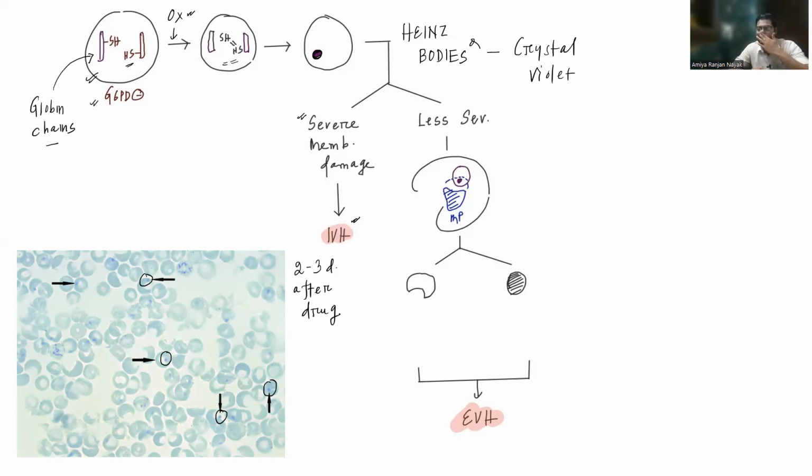Now, what happens whenever the membrane damage is less severe? If the membrane damage is less severe, there will not be intravascular hemolysis, but rather there will be extravascular hemolysis. When these RBCs pass through the splenic sinusoids, the splenic macrophages will try to remove these Heinz bodies.